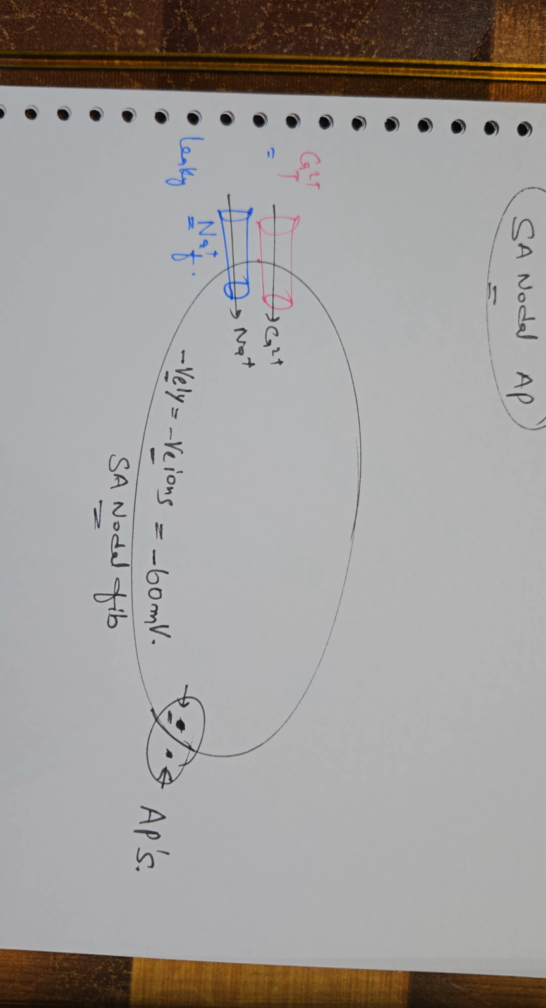On the membrane of this SA nodal fiber, there are some leaky channels. These are those channels which function on their own. We don't have to give any external stimulus for the function of these channels.